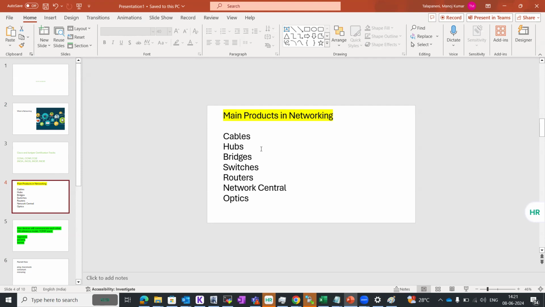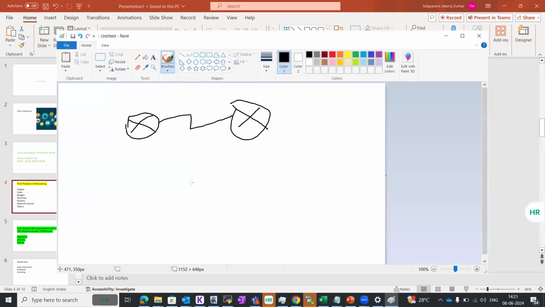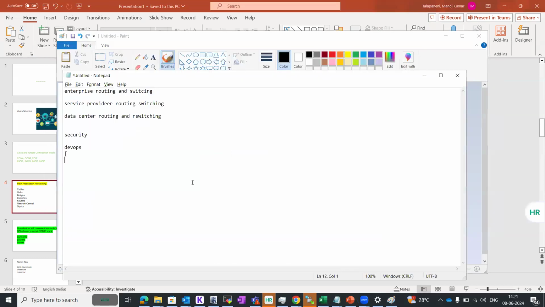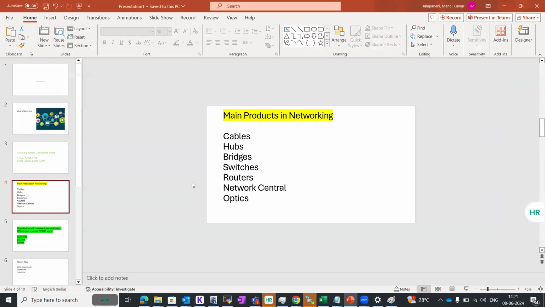So at those times we used CSMA/CD, which is called carrier sense multiple access with collision detection. This is an IEEE standard. That means two devices can't send data at the same time; only one device can send data. In those days we followed that standard, and later bridges came.